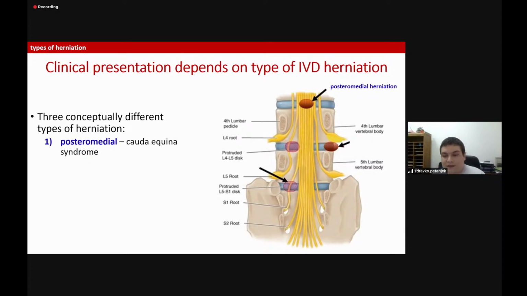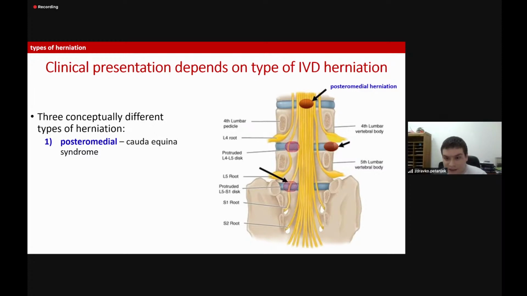The first one is so-called posteromedial herniation, sometimes also called central herniation, which basically means that it's a herniation where the intervertebral disc protrudes immediately posteriorly, so in the central part of the vertebral canal.